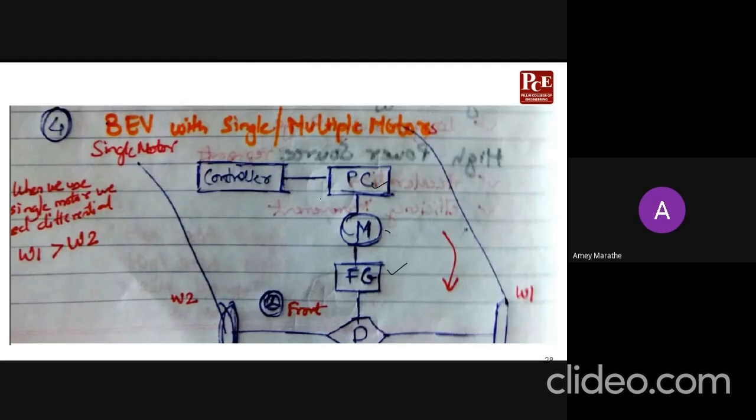Okay. Now, single or multiple motor is the same configuration where we have seen that if you want to take a turn, whatever the motor is, it will have to supply more power to W1 as compared to W2. So wheel 1 and wheel 2. This is the inner wheel, and this is the outer wheel. Your outer wheel will have to travel a greater distance as compared to the inner wheel.